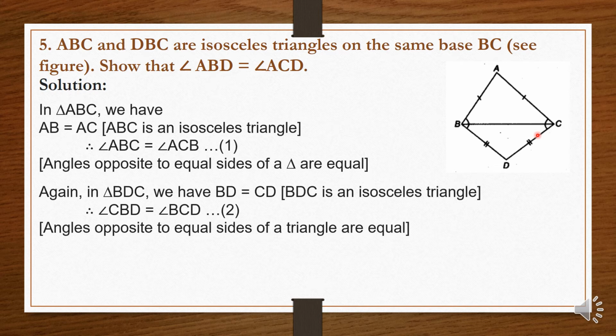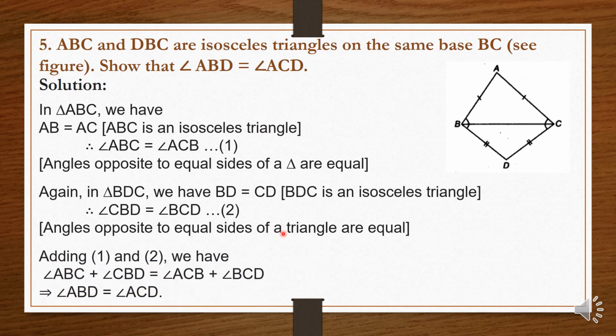and if we add these two, we will get ACD. So we have two equations, 1 and 2, right over here, depending on the equal angles of the two triangles. And if we add them, then we can see that the left hand side is coming as ABC plus CBD, that is equal to ACB plus angle BCD. So if we add these two angles, we'll get angle ABD, and if we add these two, we get ACD.